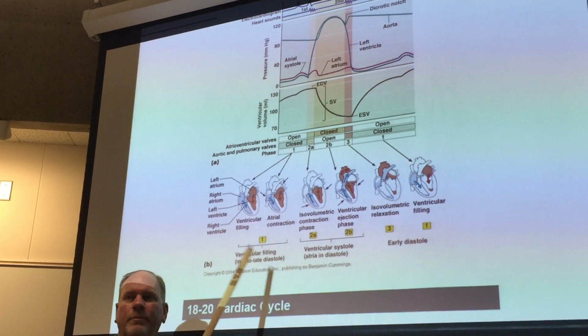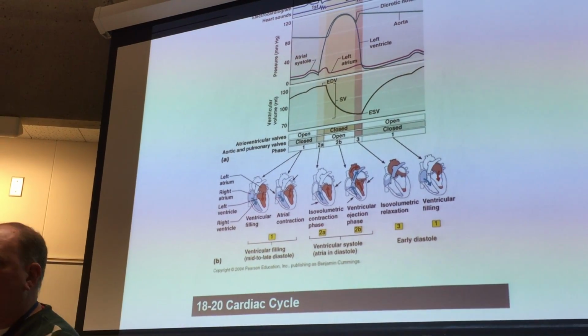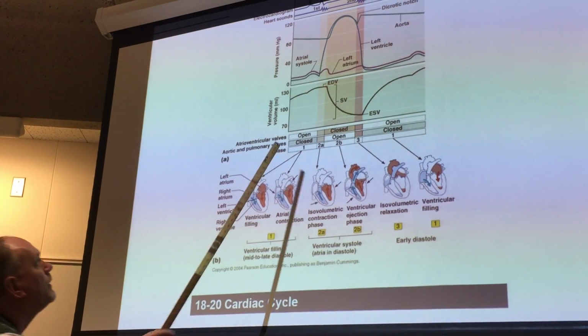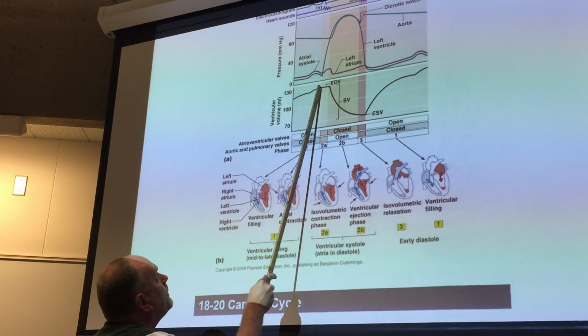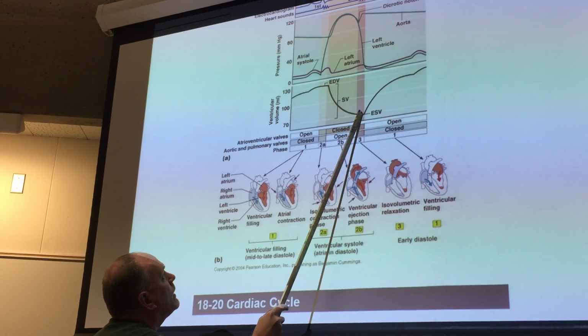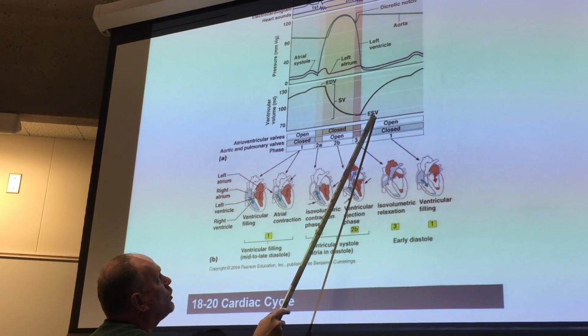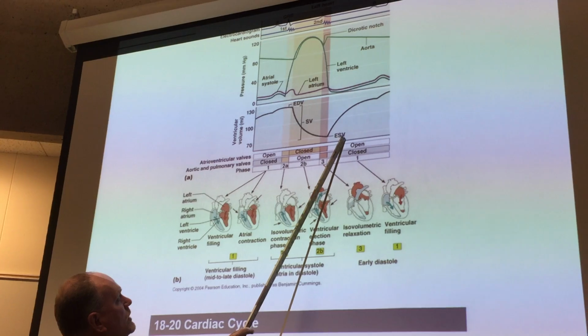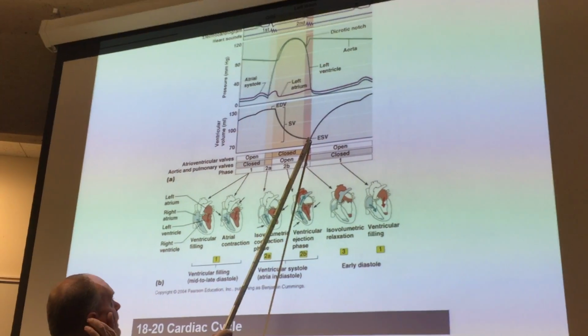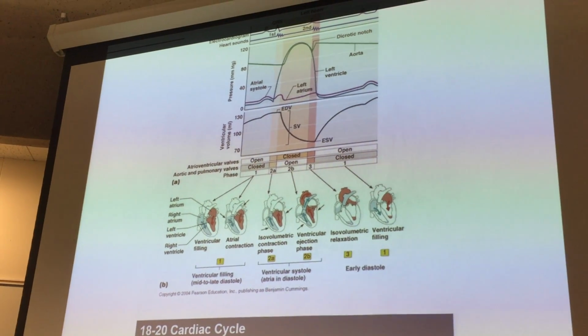How much do we empty in a cardiac cycle? Well, we started at 130. We ended with an end systolic volume, at the end of systole in a contraction, of 70. What's the stroke volume?